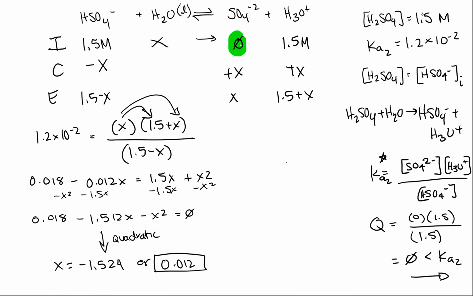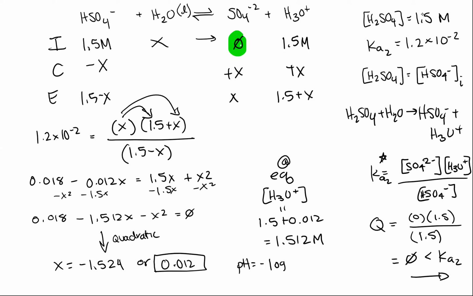So at equilibrium, my concentration of H3O plus is equal to 1.5 plus 0.012. So that'll be equal to 1.512 molar. If I take the pH of that, if I take the negative log, it's going to be small, negative 0.179. So less than 0.